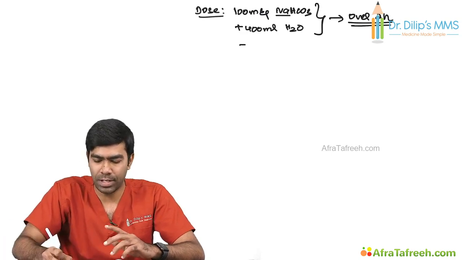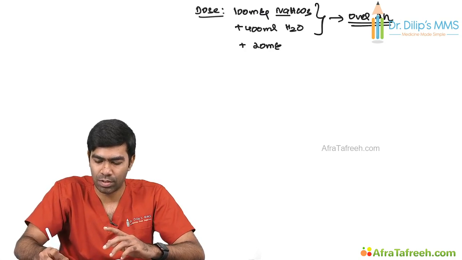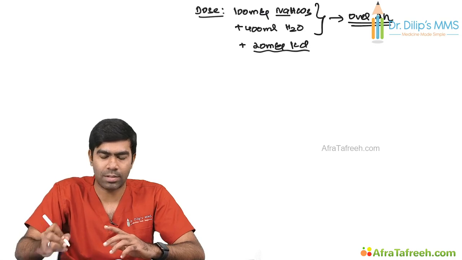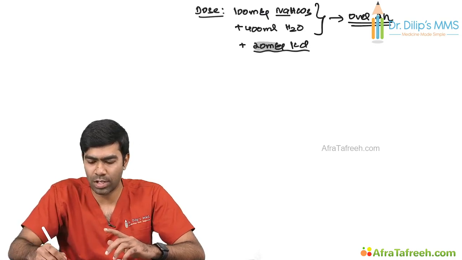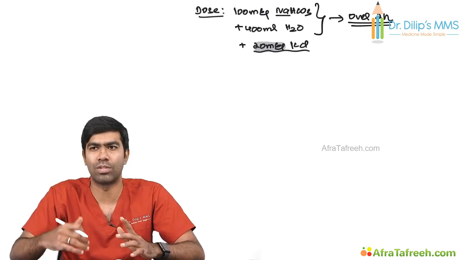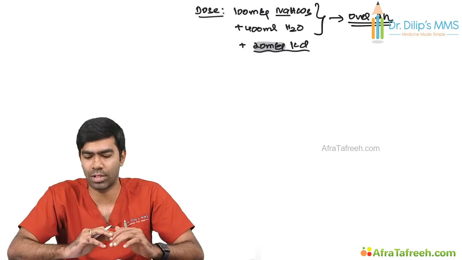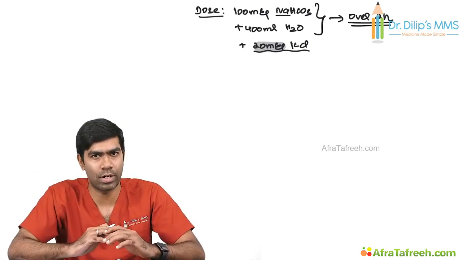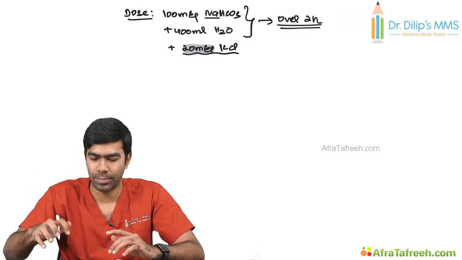At the same time, please add 20 milliequivalents of potassium as well. So why am I going to add 20 milliequivalents of potassium? Because correcting acidosis with soda bicarbonate is going to cause more intracellular shift of potassium. So that's the reason why I'm going to add potassium chloride to the solution as well.